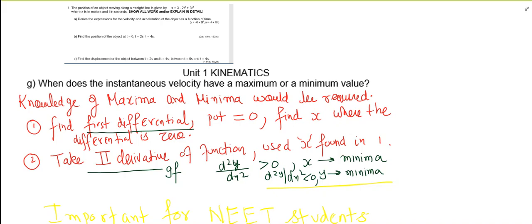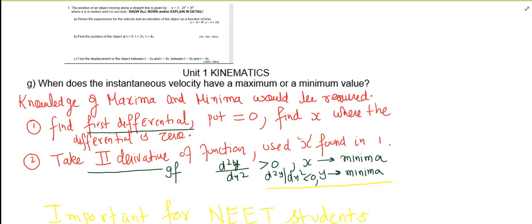Now, those who are preparing for NEET examination or have taken biology must understand some amount of differential calculus. This is essentially 1% of total differential calculus. So whatever expression has been given to you, you take the derivative of that expression, put that expression equal to 0 and find the value of x where the expression becomes 0. So you're able to find the zeros of the first differential.